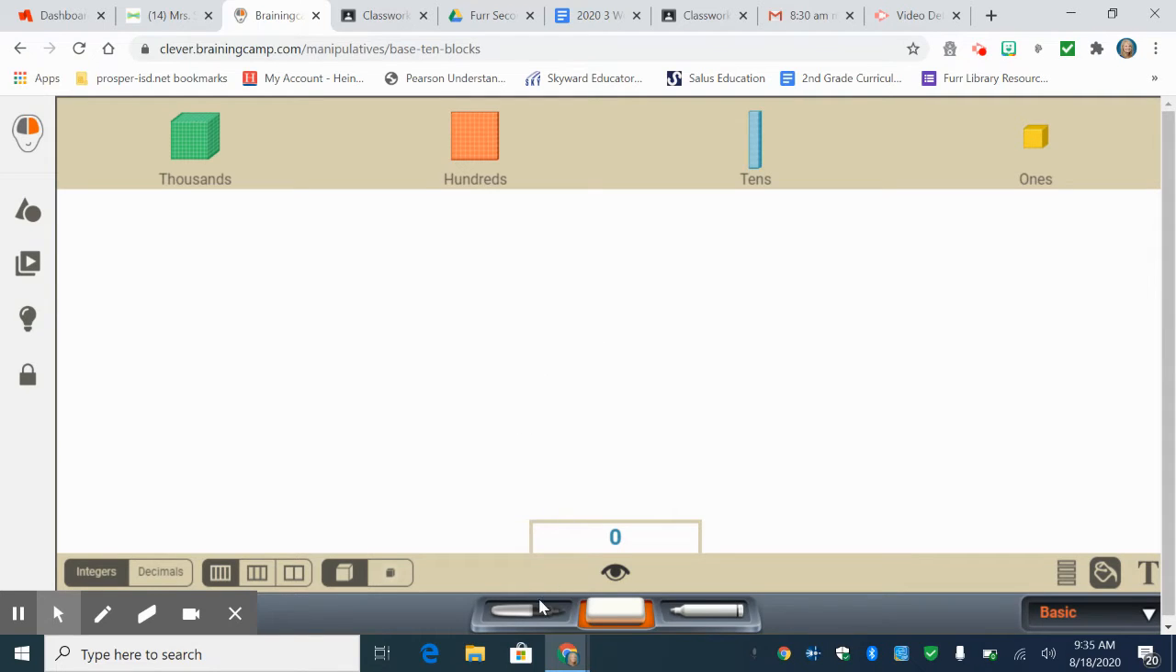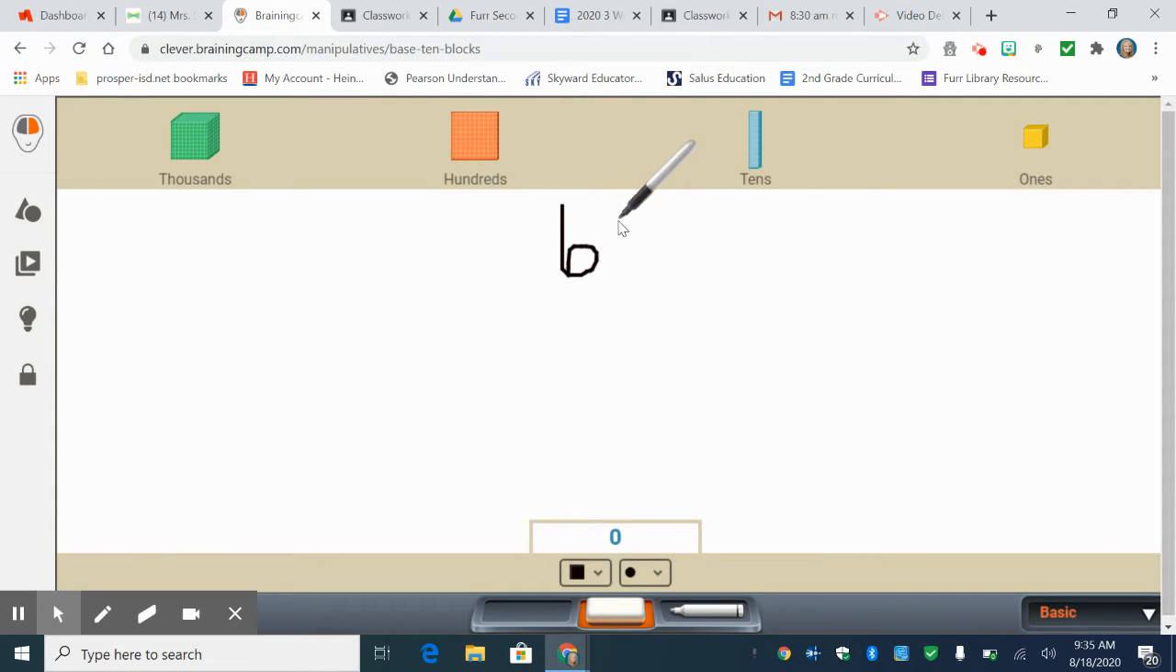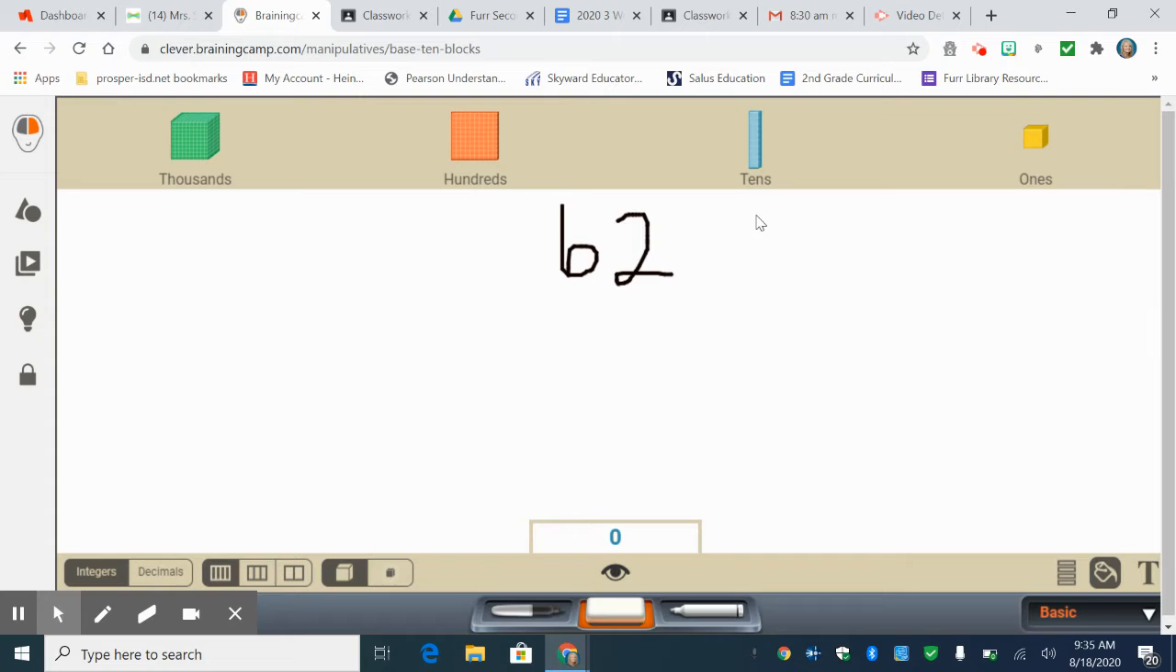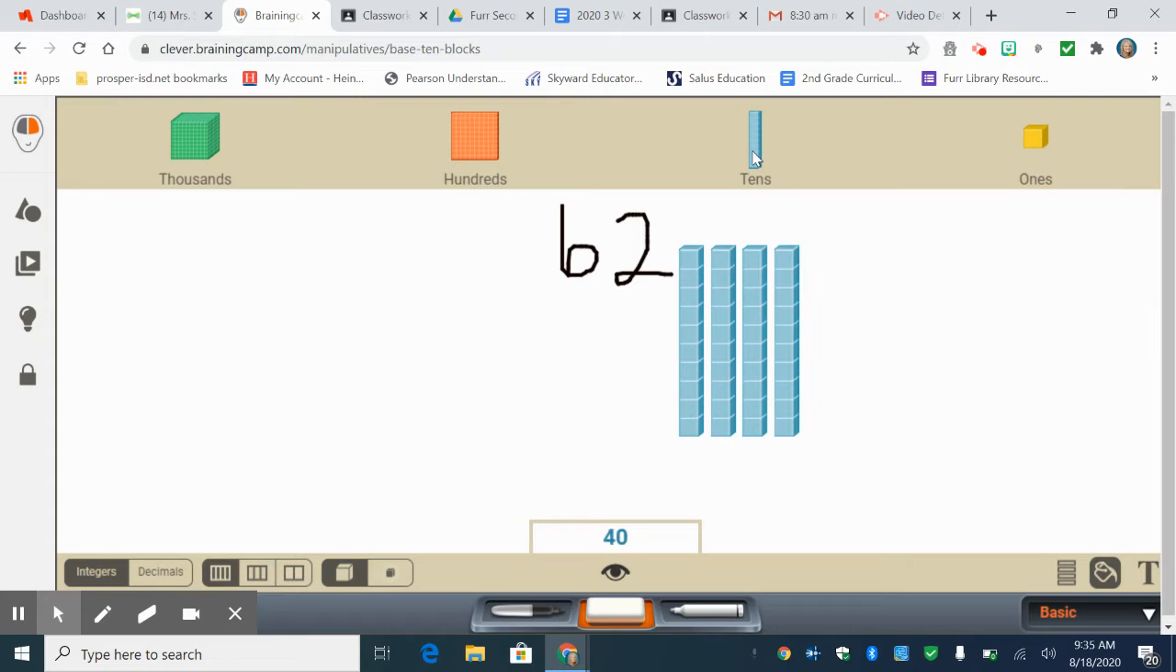So I want to show you an example real quick, just a small example. So let's say that I pick the number 62. Okay, that's the standard way we represent it. We write 62, right? That's the standard way we write it. And if I build it, I would build it like this: 10, 20, 30, 40, 50, 60, 1, 2, right? That would be my standard way to represent a number: 6 tens and 2 ones.